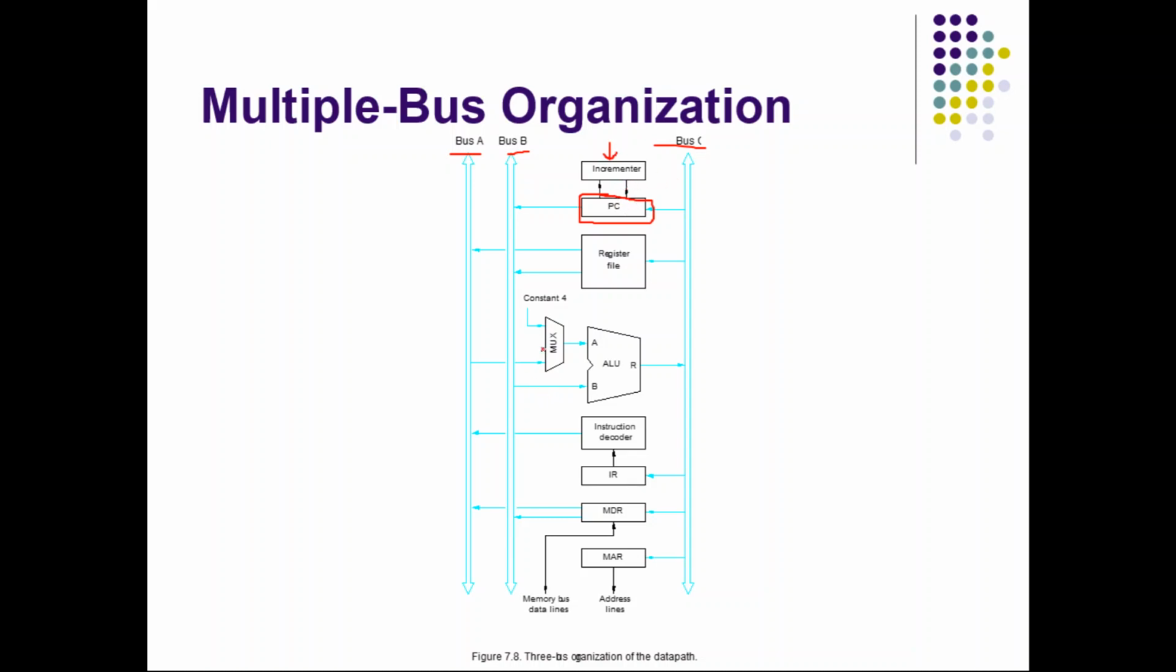Okay, you need not select 4 again and add it to the content of PC, I mean transferring PC to the system bus and then adding. All these are not required. You can directly increment PC, right? So for that this incrementer logic is added. Okay, and the content of PC can be transferred to bus B, and whatever is on bus C can be transferred to PC, right?